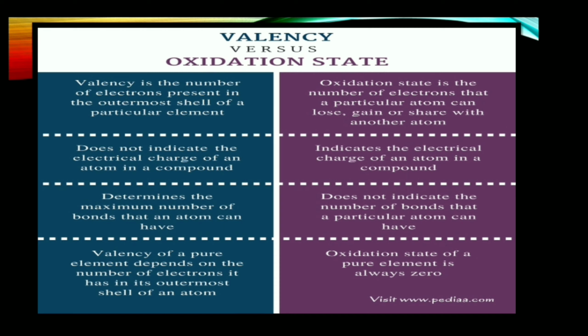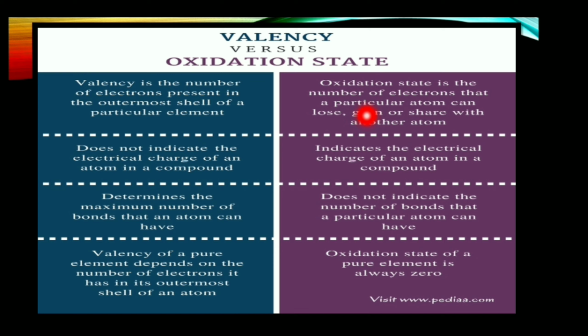Difference between valency and the oxidation state. Valency is the number of electrons present in the outermost shell of a particular element, meaning it shows the combining capacity of the element. But oxidation state is the number of electrons that a particular atom can lose, gain, or share with another atom, consisting of a charge. Either it may be a positive or a negative charge.